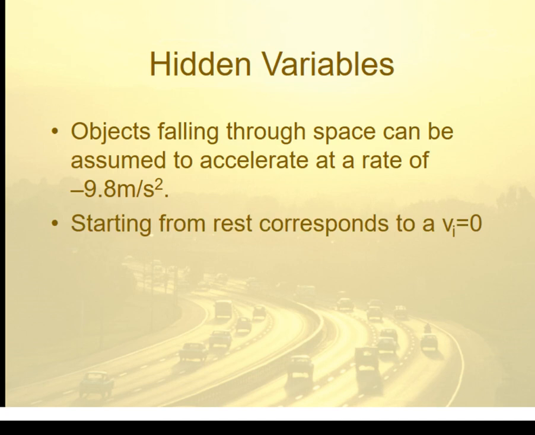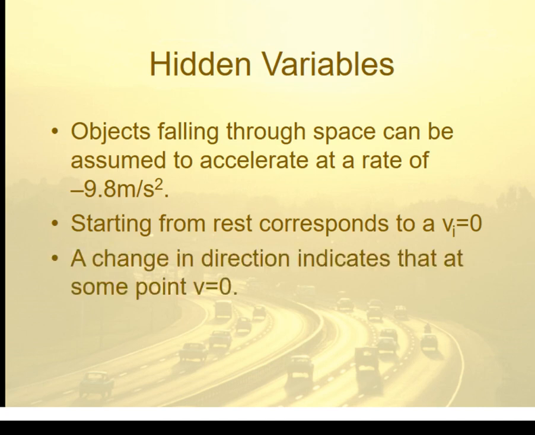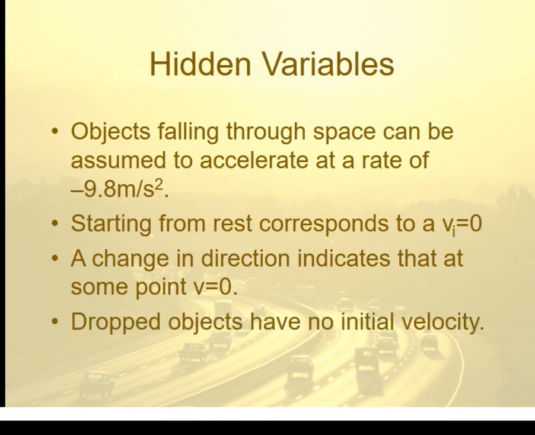Starting from rest, when they say this object is starting from rest, our initial velocity is 0. When they say we come to a stop or something like that, our final velocity would be 0. And a change in direction indicates that at some point your velocity was 0. So dropped objects have no initial velocity. We're just going to say that our VI is 0 unless they specifically state otherwise.